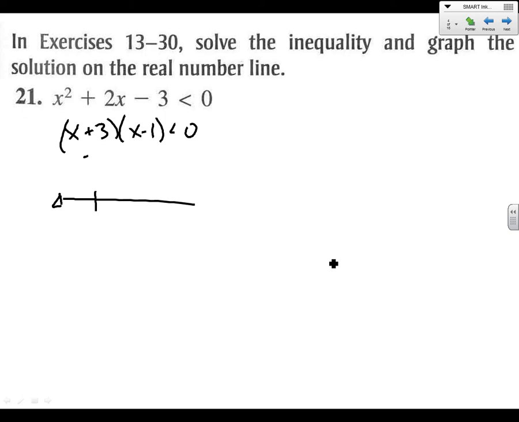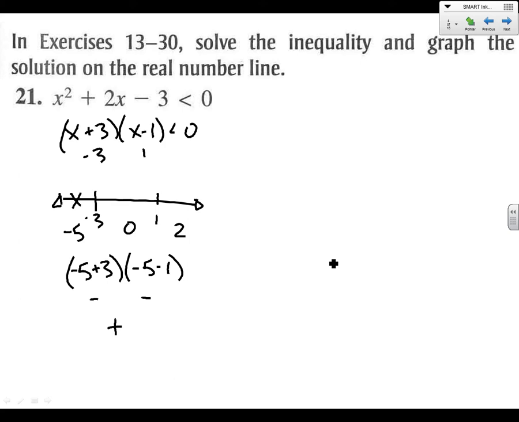We're going to go negative 3 to 1. I'm going to pick 0, I'm going to pick negative 5, and I'm going to pick 2 as my test numbers. Negative 5 plus 3 is negative. Negative 5 minus 1 is negative. Multiply and we get a positive. That's no good. We want less than 0.